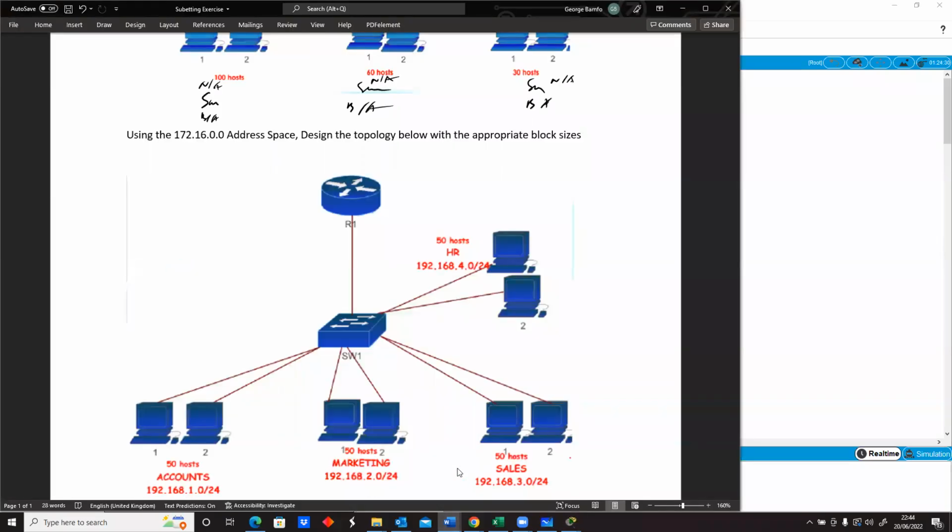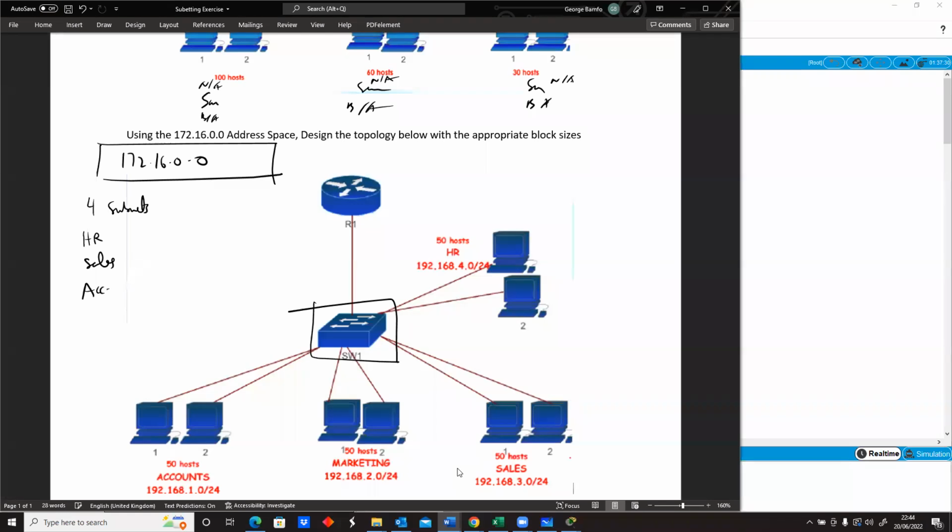So basically in this network, we have one switch. And we're saying that we have in the network space 172.16.0.0, which is the network space that we acquired. But we want to create some subnets, 4 subnets, which will represent 4 different subnetworks. So the first one being HR, the second one being sales, the third one being accounts, and the last one being marketing. Now they are all of equal sizes.